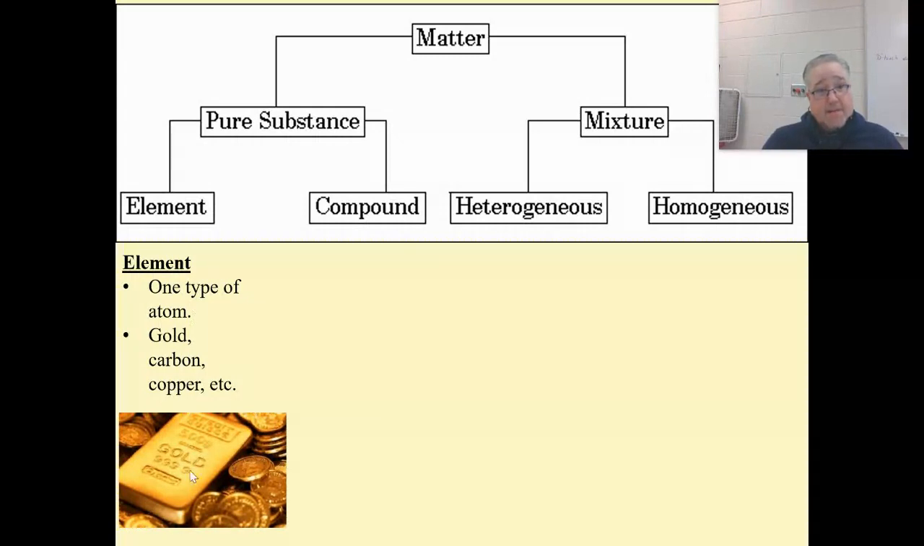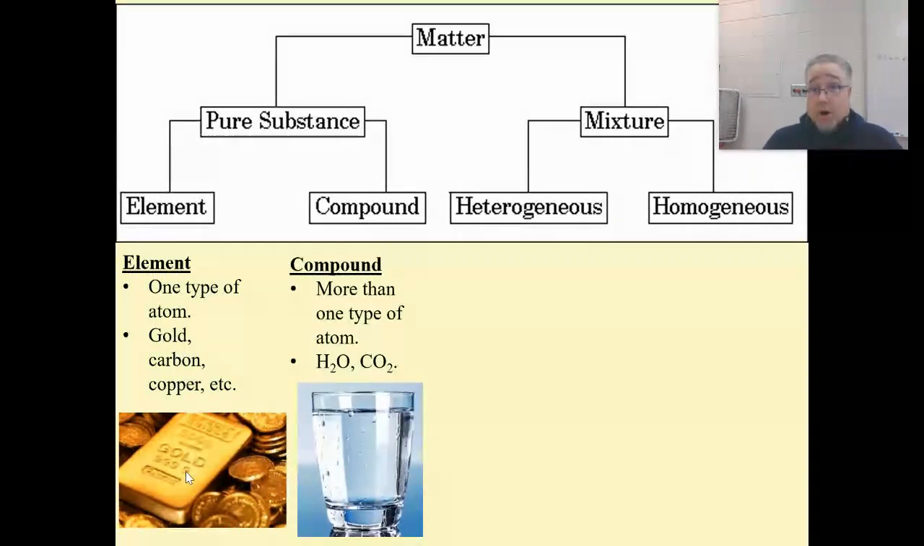For example, this block of gold here is made up of gold atoms, and that's the only thing there is. There's no carbon, there's no copper, there's no lithium or mercury. It is simply gold, one type of atom. Now, a compound, which is also pure, is more than one atom, but they are chemically bonded to each other.